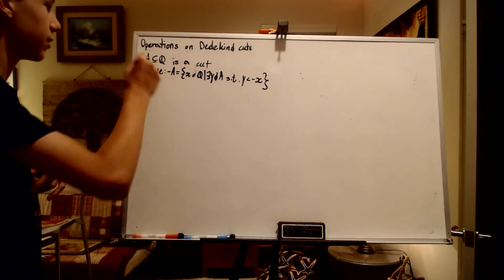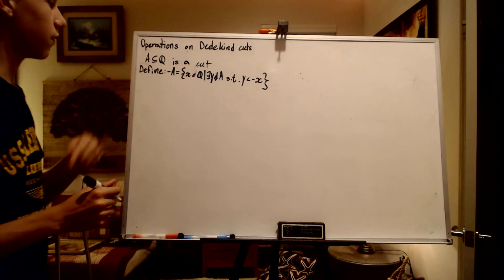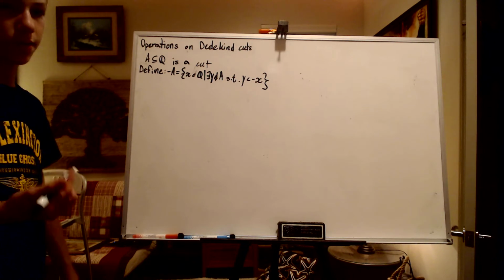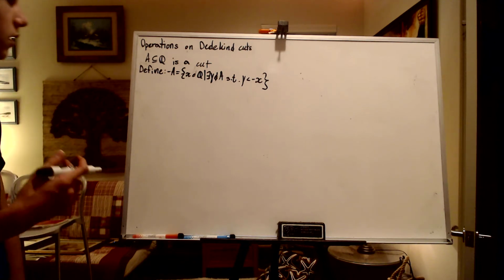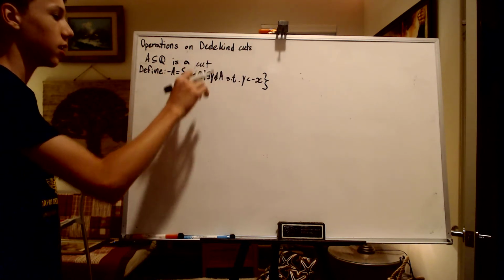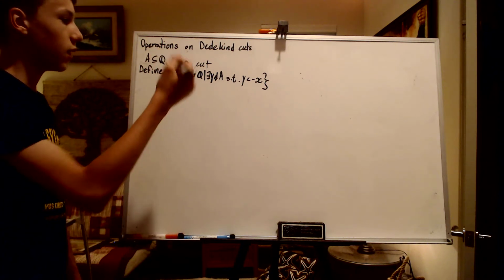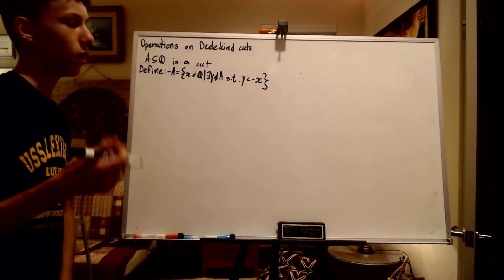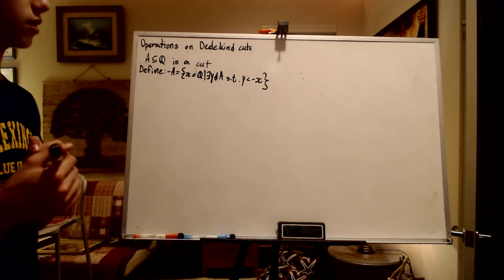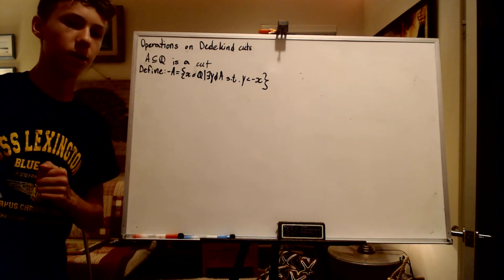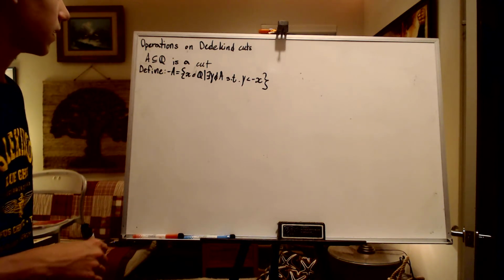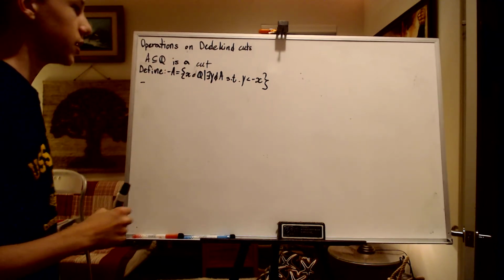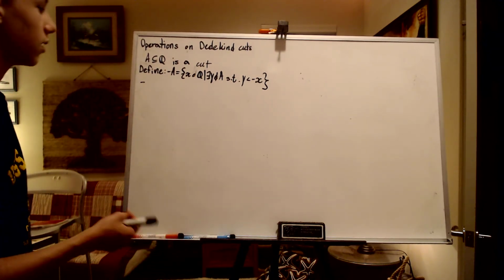Let us now define negative A, where A is a subset of the rational numbers and a Dedekind cut. We define it as follows: negative A is the set of all x in the rational numbers such that there exists a y not in A where y is less than negative x. First, it's pretty easy to show that it's non-empty.